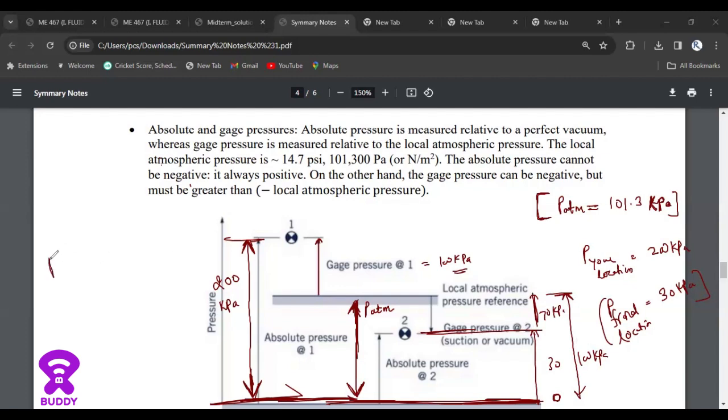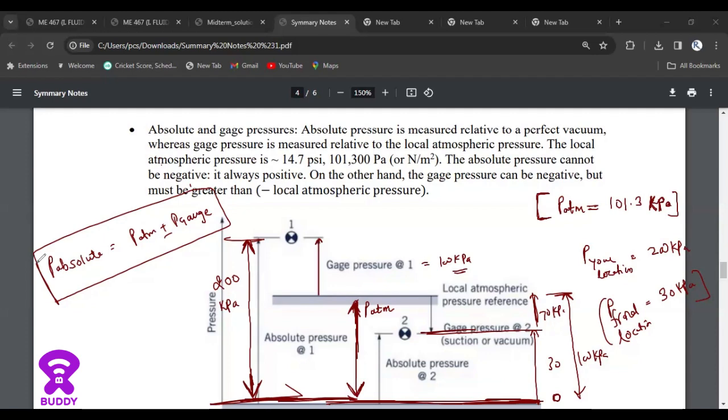So what we can write here is: P absolute pressure is equal to P atmospheric plus or minus P gauge pressure. The negative gauge pressure we also call vacuum pressure. Vacuum pressure.